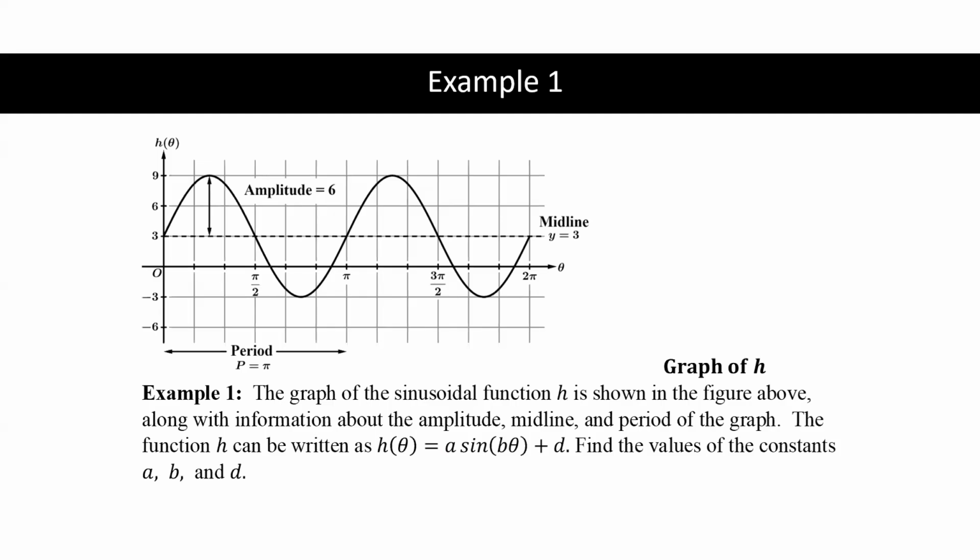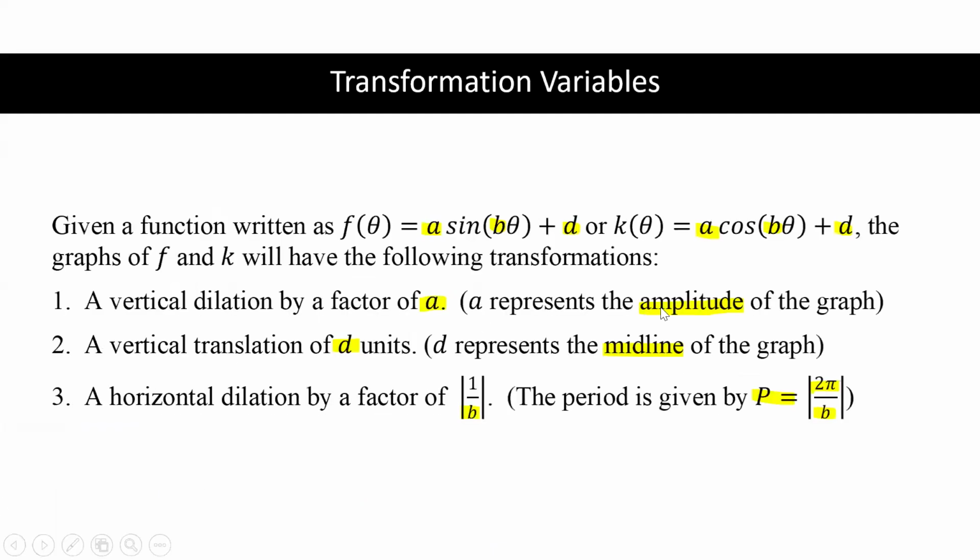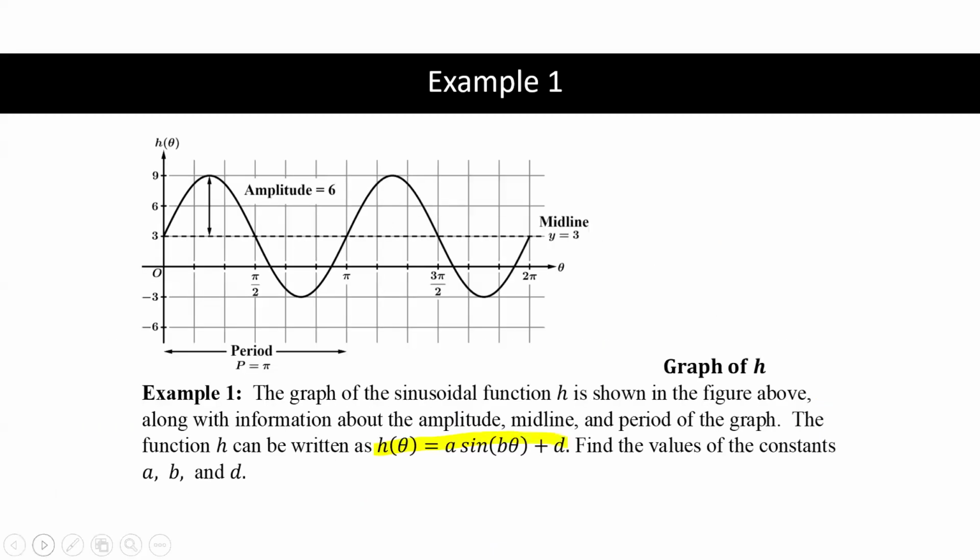It's telling us to write h of theta in terms of a sine graph, so it does want us to analyze it as a sine graph. We have to find our A, our B, and our D. First, find our A. We said A represents our what? Your vertical dilation, your amplitude, right? Your A is your amplitude. So A is simply 6.